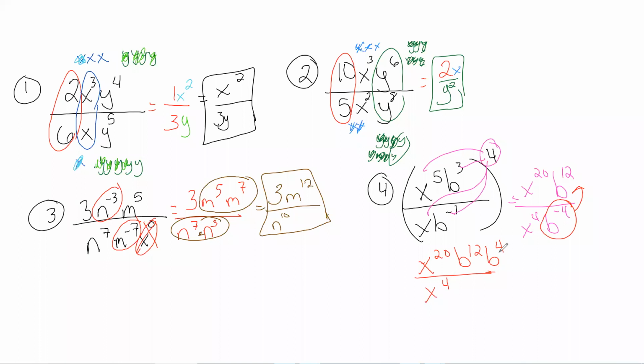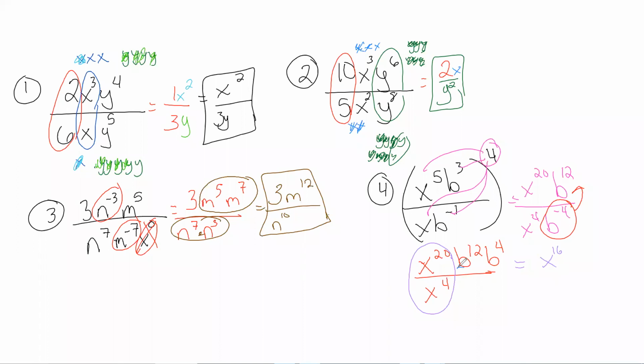So now that I moved things, now I need to look top to bottom. I have x's on both the top and the bottom. So I have 20 x's on the top, I have 4 x's on the bottom. So if you would go and write out 20 x's and write out 4 x's and cross them off, that would give me 16 x's left, and those would be on the top.